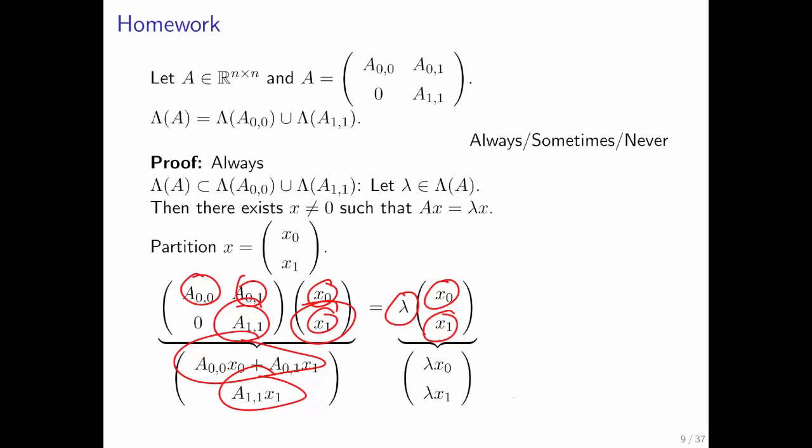What we now notice is that A11 times x1 is equal to lambda times x1. Well, if x1 is not the zero vector, then that means that x1 is an eigenvector of A11 corresponding to lambda. So what that means is that lambda is indeed an element of the set of eigenvalues of A11.